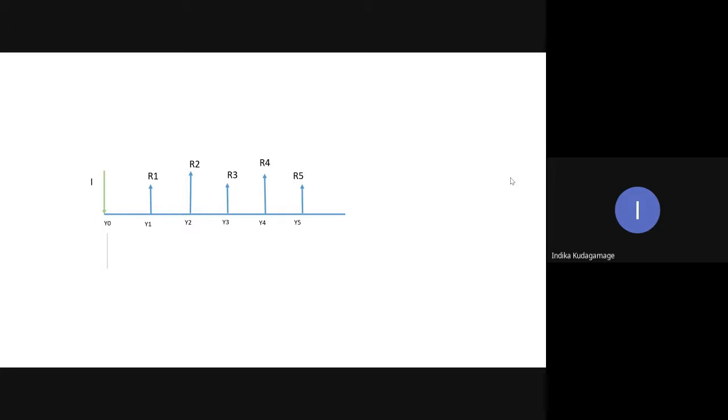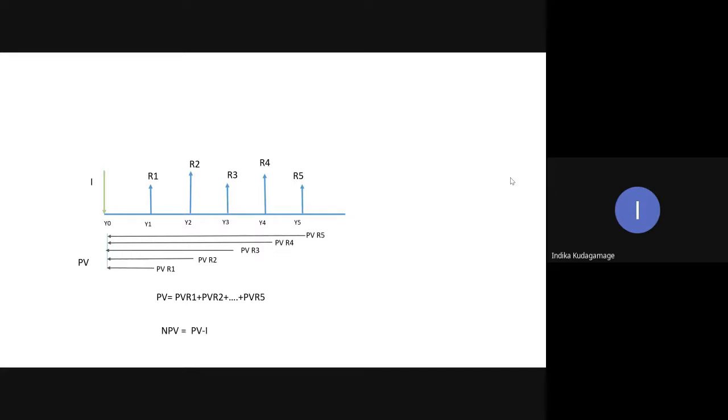So our aim is to find the difference between the initial investment and the present value of all future expected cash flows. So you bring R1 to present value, R2, R3, like that. This is the equation. Total present value would be adding up all the present values, right? Net present value equals present value minus initial investment, since initial investment is a cash outflow, right? So this is the equation we discussed.